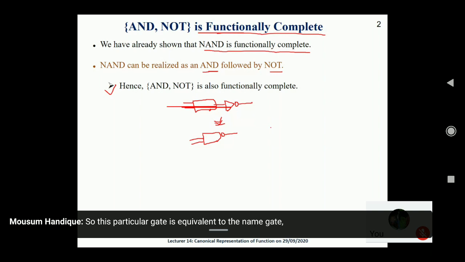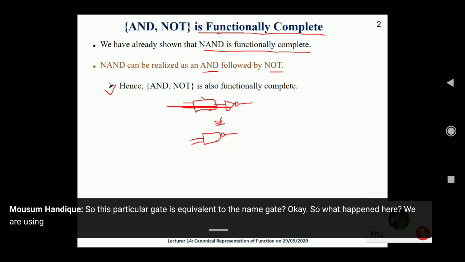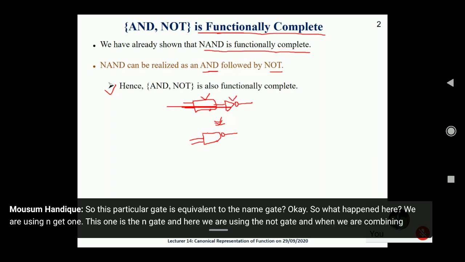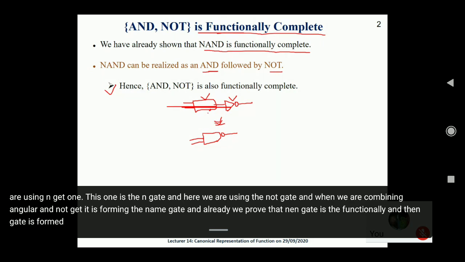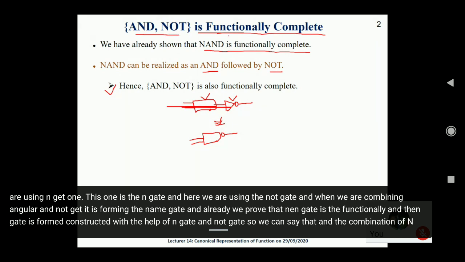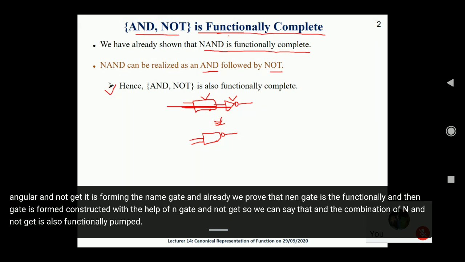So what happened here? This one is the AND gate, and here we are using the NOT gate. When we combine AND gate and NOT gate, it forms the NAND gate. We already proved that NAND gate is functionally complete, and NAND gate is constructed with the help of AND gate and NOT gate. So we can say that the combination of AND and NOT gate is also functionally complete. Are you getting it now?